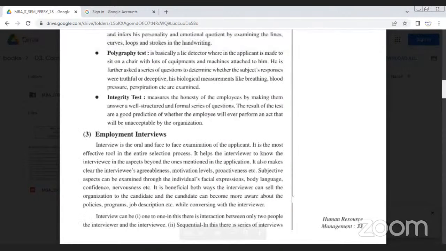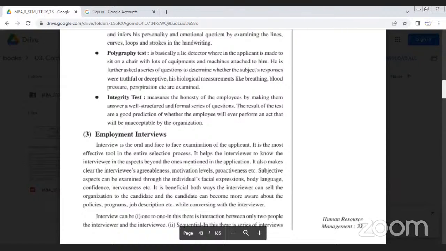Employment interviews. An interview is the oral and face-to-face examination of the applicant. It is the most effective tool in the entire selection process. It helps the interviewer to know the interviewee in aspects beyond the ones mentioned in the application. It also makes clear the interviewee's agreeableness, motivation levels, proactiveness, etc. Subjective aspects can be examined through the individual's physical expressions, body language, confidence, nervousness, etc.